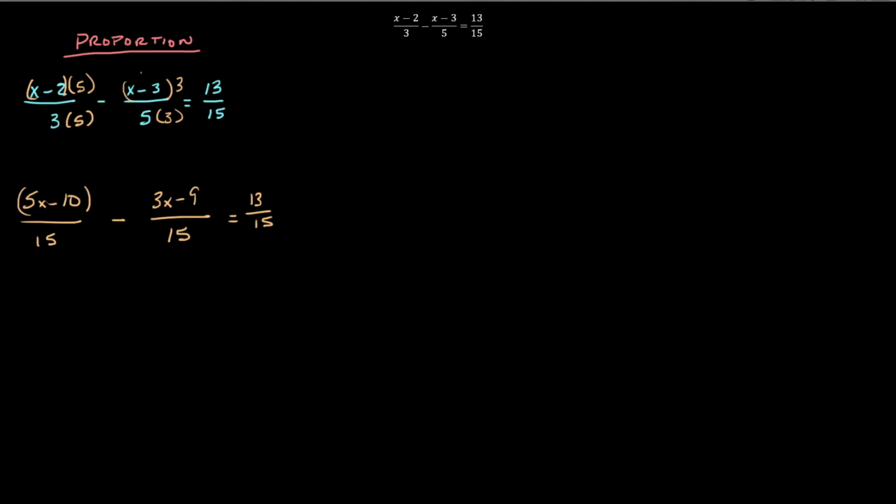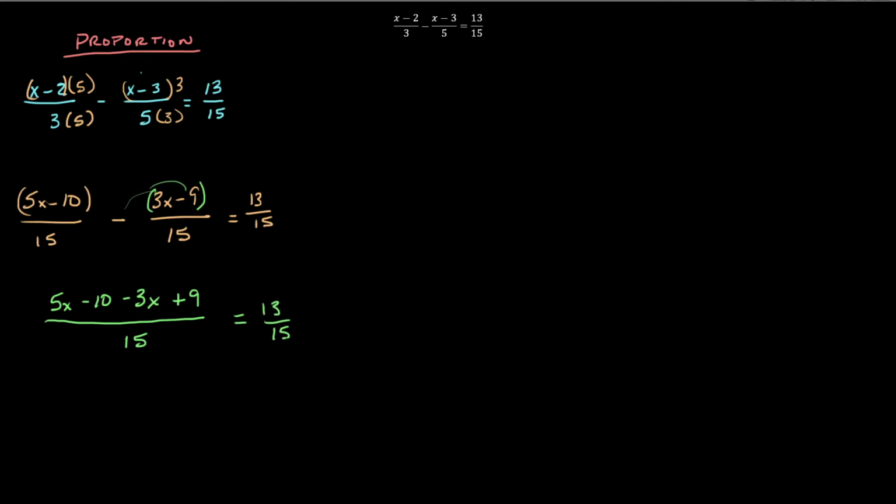All right, now that I have common denominators, I can push these two together, keeping in mind that this is all one thing, and so this negative sign is going to get distributed through the 3x minus 9. It's going to give me 5x minus 10 minus 3x plus 9 all over 15 is equal to 13 over 15.